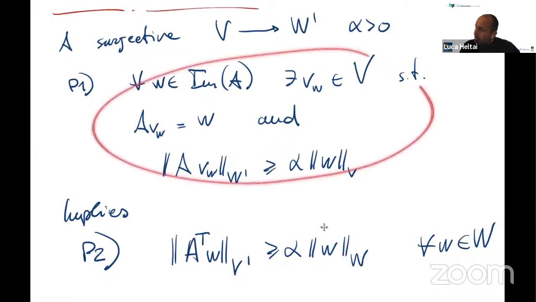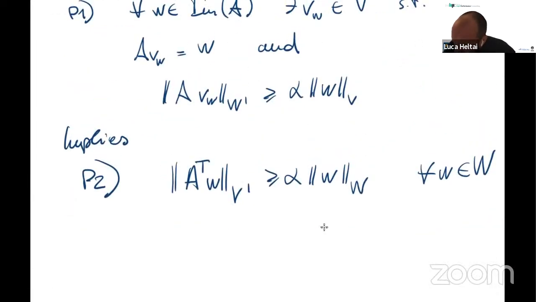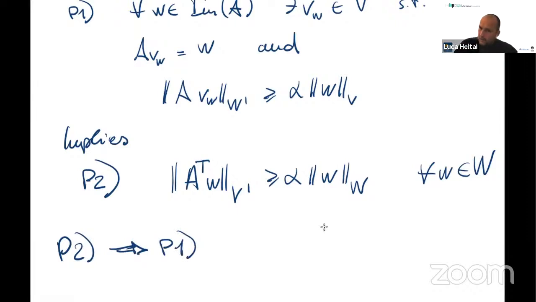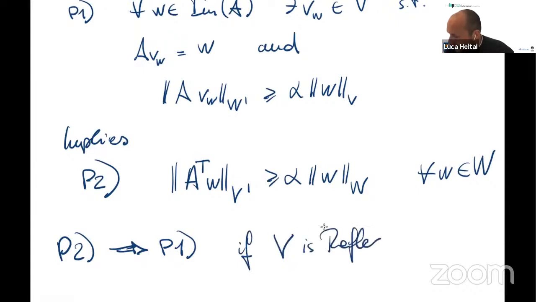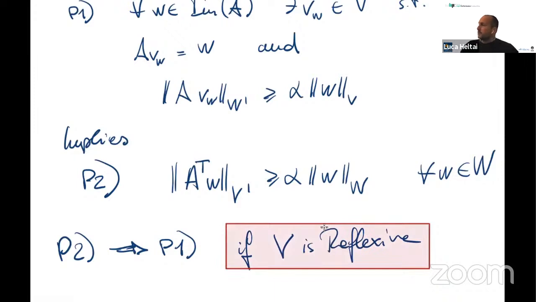Here, you have to be a little bit more careful. Now the thing is that the converse, P2 implies P1, holds if V is reflexive, but not elsewhere. Okay. So it's not obvious that if you have the second condition, then the first one is included. You can only do that if the space V is reflexive.